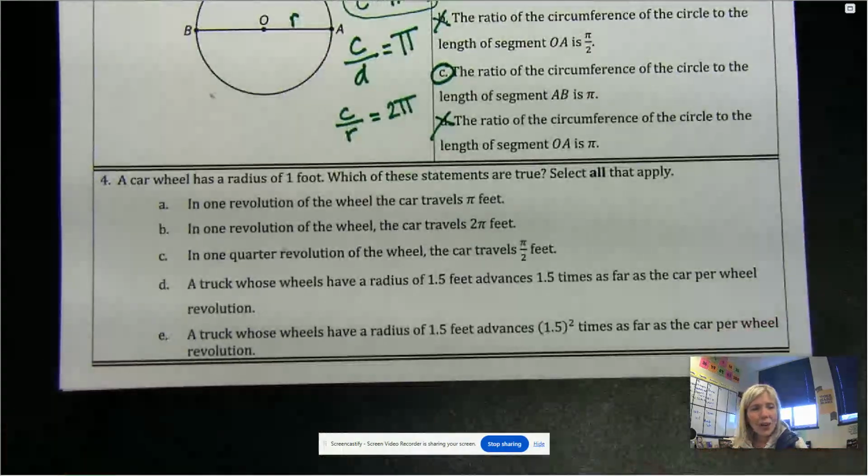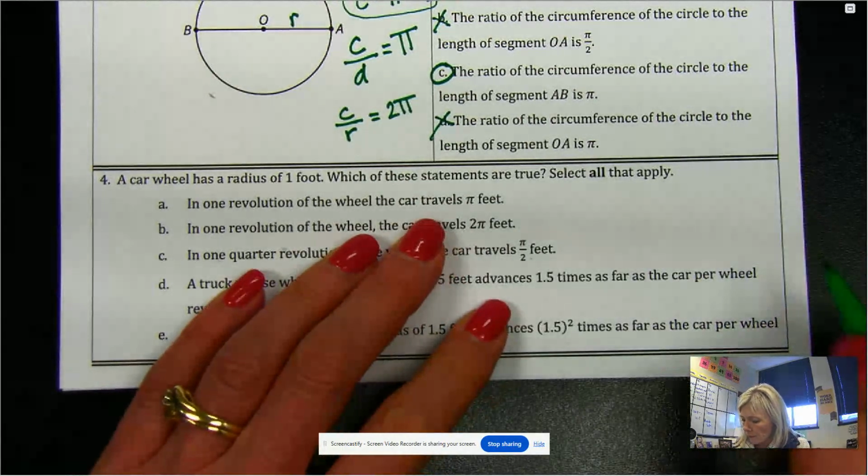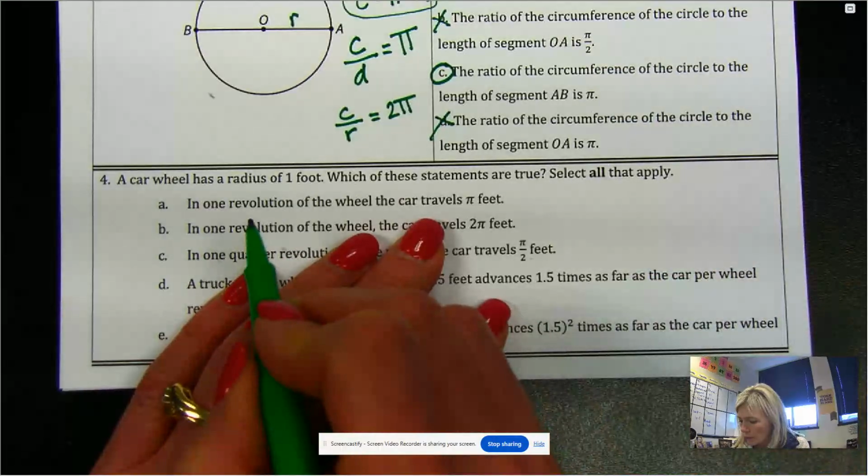Next, a car wheel has a radius of 1 foot. Which of these statements are true? Select all that apply. Okay, so the radius is 1 foot.